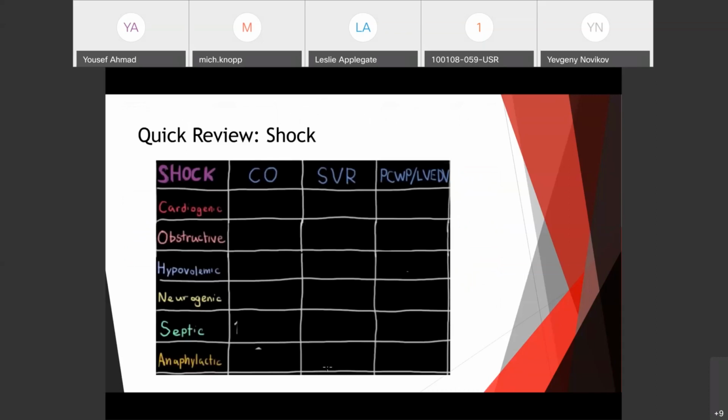So if you don't mind, we're going to talk about the different types of shock. The importance of this chart is really why we do the difference in management when you're talking about shock, and how different shock changes the different factors. So what's mentioned here is cardiac output, SVR, and wedge.